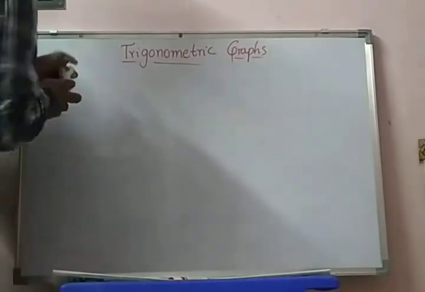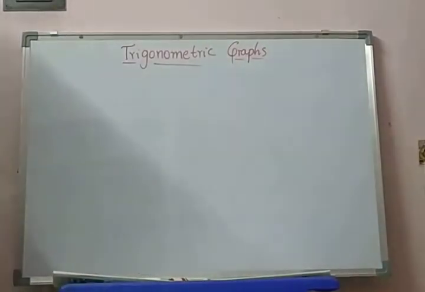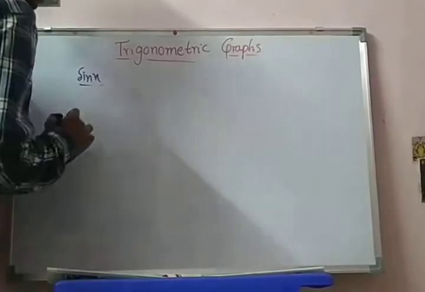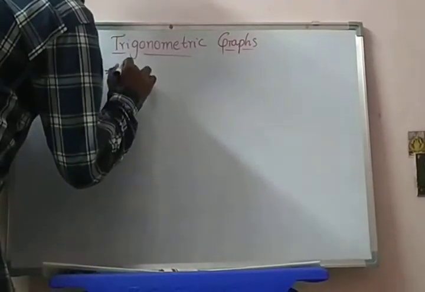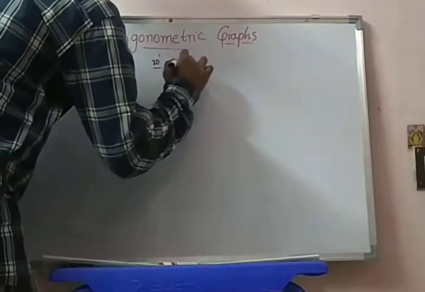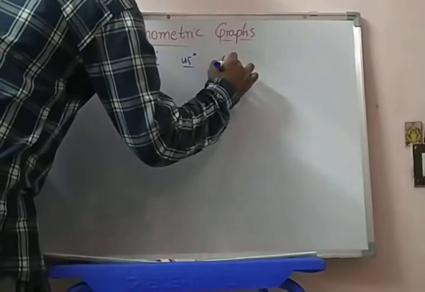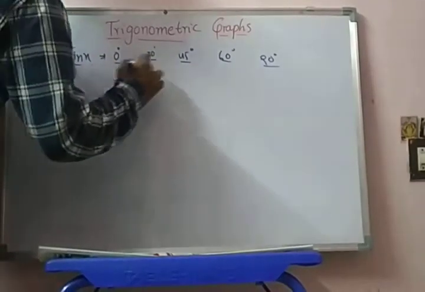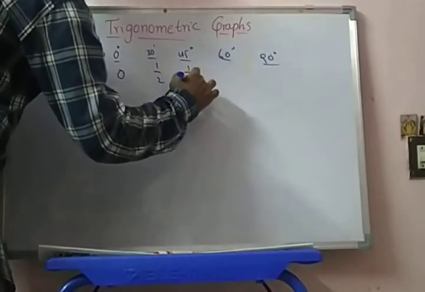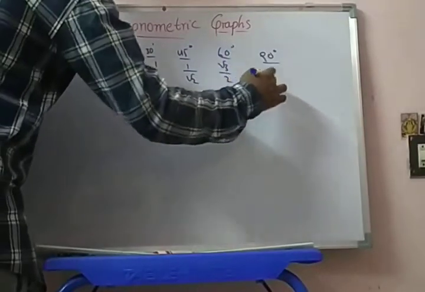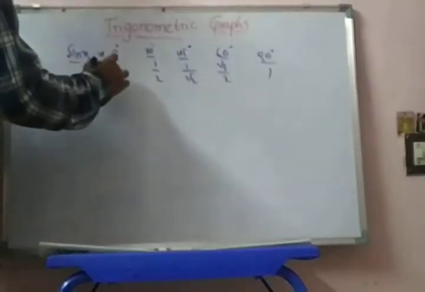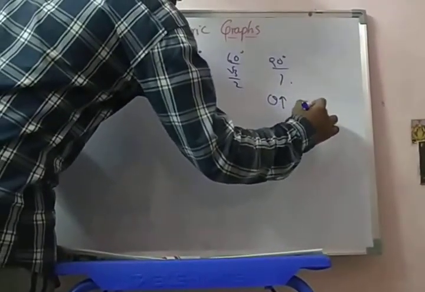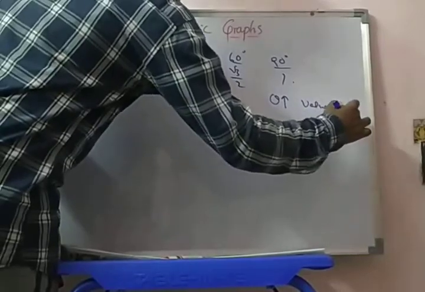In this video I am going to talk about trigonometric graphs. The first one is the sin x graph. In the sin x graph, let us examine the values for 0 degrees, 30 degrees, 45 degrees, 60 degrees and 90 degrees. Generally, sin 0 is 0, sin 30 is 1 by 2, then 1 by root 2, root 3 by 2 and 1. Here the value of the sine function increases as the theta value increases.